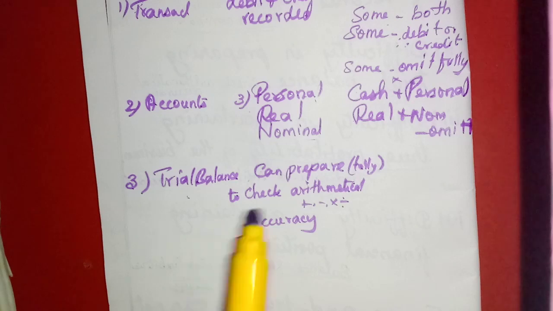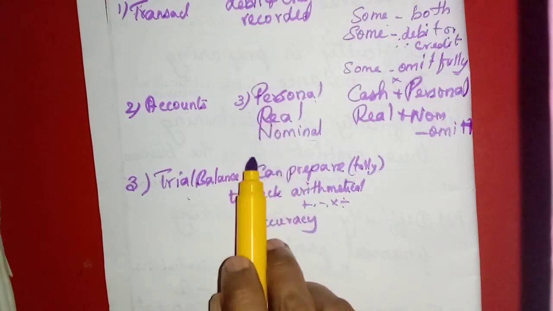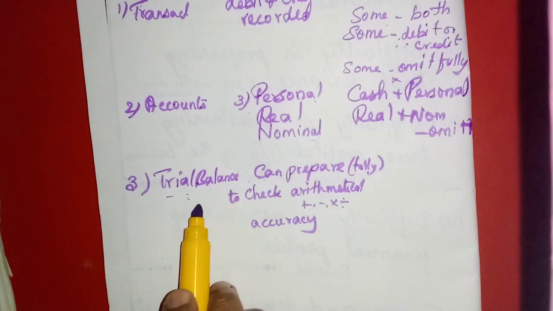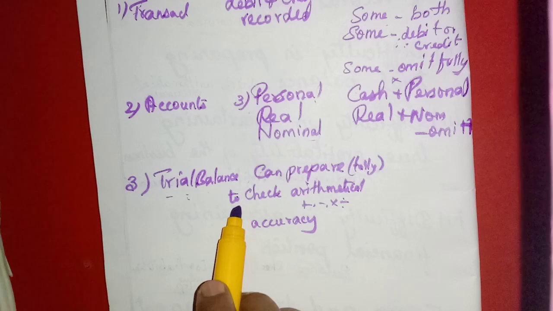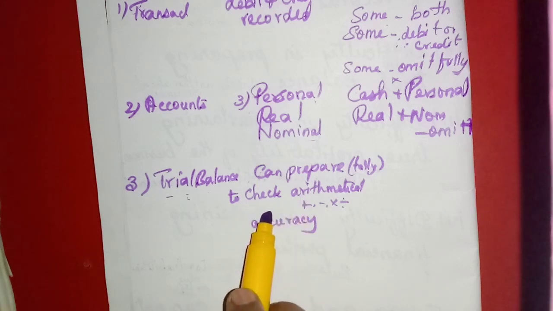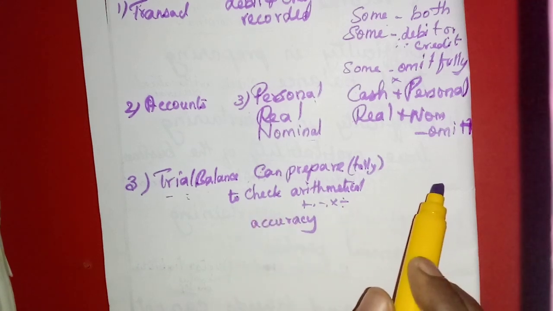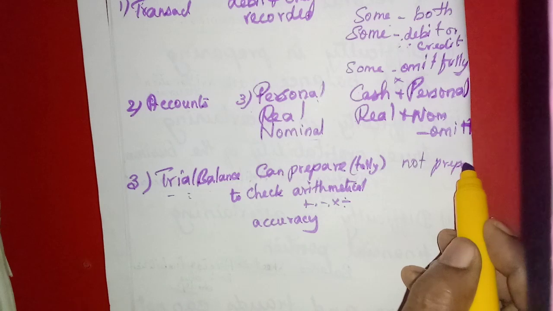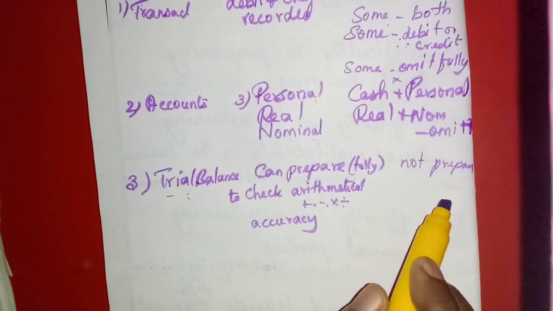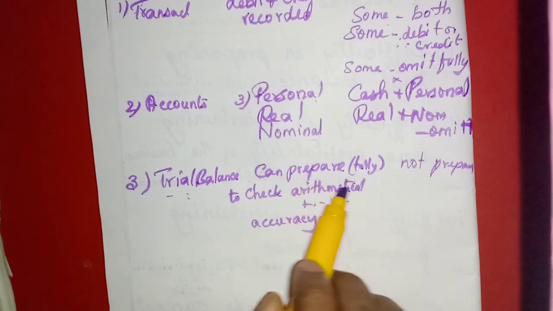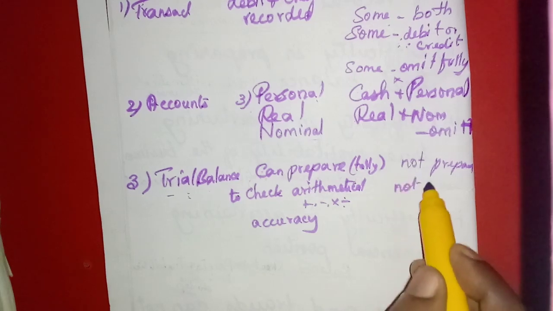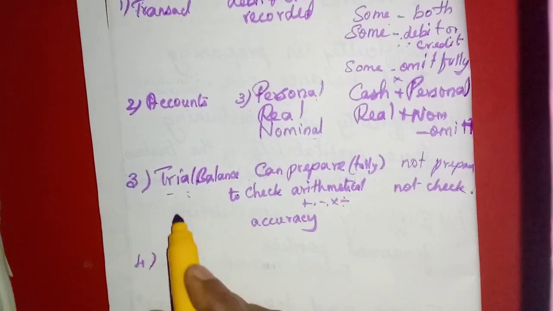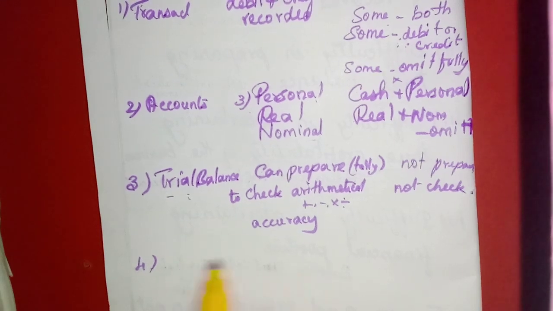So since we follow the double entry system, we first prepare journal entries and post them to the ledger accounts. Then the ledger balances are entered in the trial balance. If the trial balance tallies, we can consider that our arithmetical calculations are correct. But in incomplete records, we cannot prepare the trial balance. Why? We do not prepare journal entries, we do not prepare ledger accounts for all the accounts, so we cannot prepare the trial balance, so we cannot check the arithmetical accuracy of the accounts.